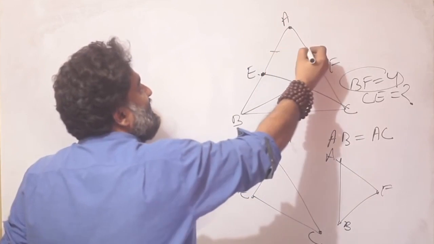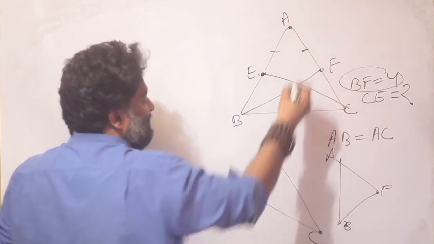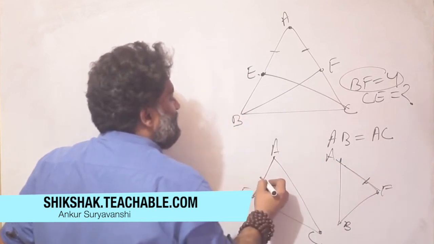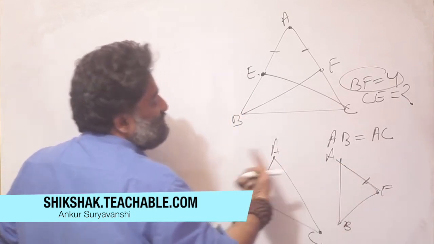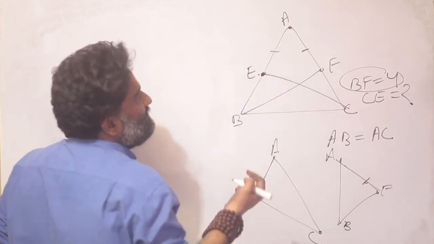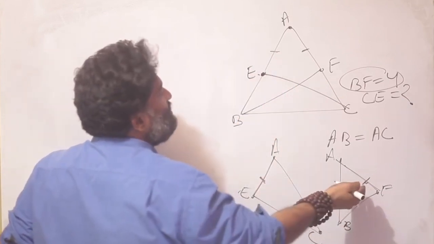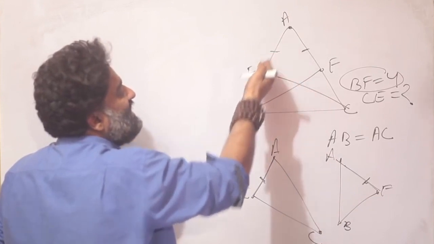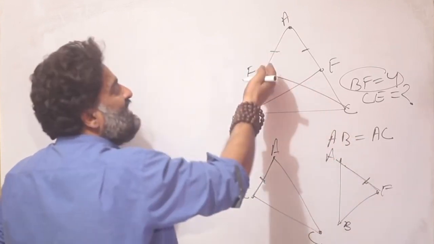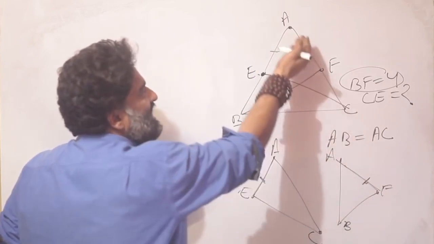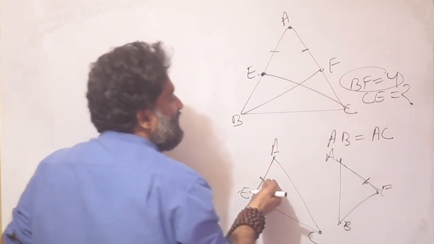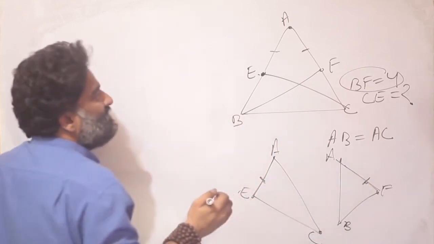Moreover, AE is equal to AF. I'm drawing it out separately so that it is more visible to us. We can see the same thing happening here itself. Why is AE equal to AF? Because AE is half of AB. AB is the same as AC, so AE is half of AC, and AF is also half of AC. So these two, AE and AF, are equal to each other.